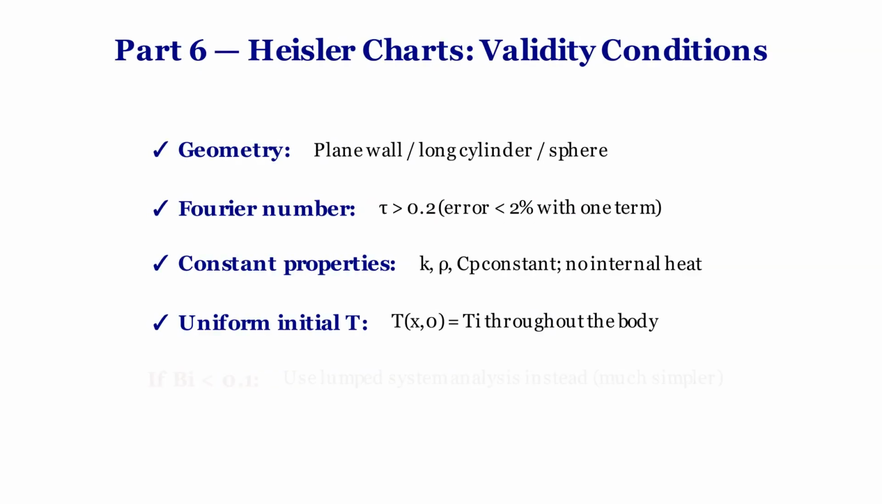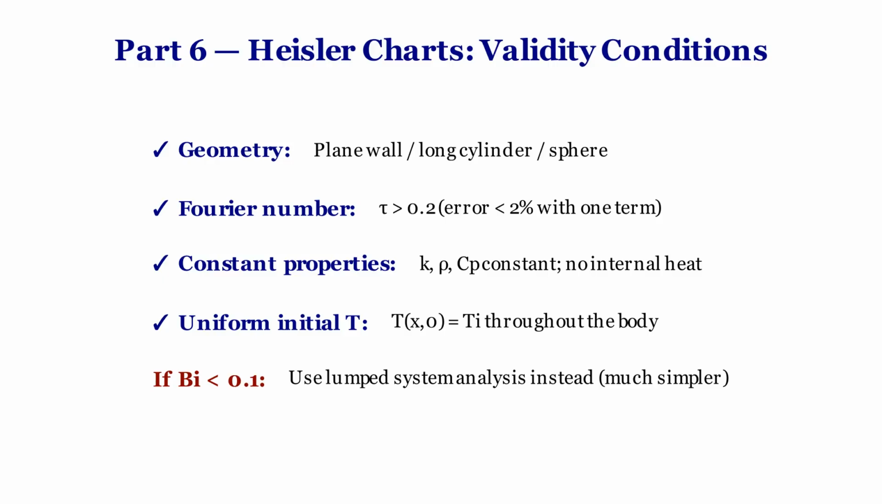Important validity conditions for Heisler charts. 1. Large plane wall, long cylinder, or sphere. 2. Fourier number must be greater than 0.2. 3. Constant thermal properties. 4. No internal heat generation. 5. Uniform initial temperature. If the Biot number is less than 0.1, use lumped system analysis instead. In the next video we will cover how to use these charts and the underlying assumptions in more detail.